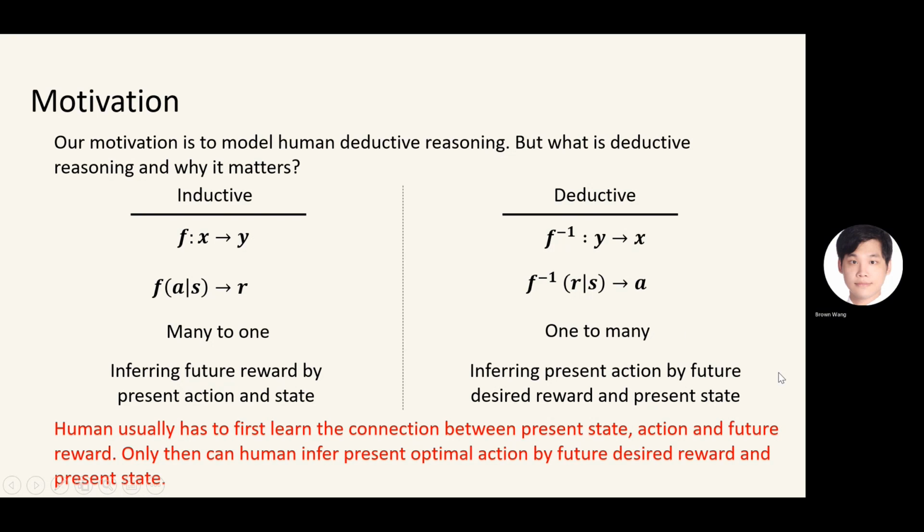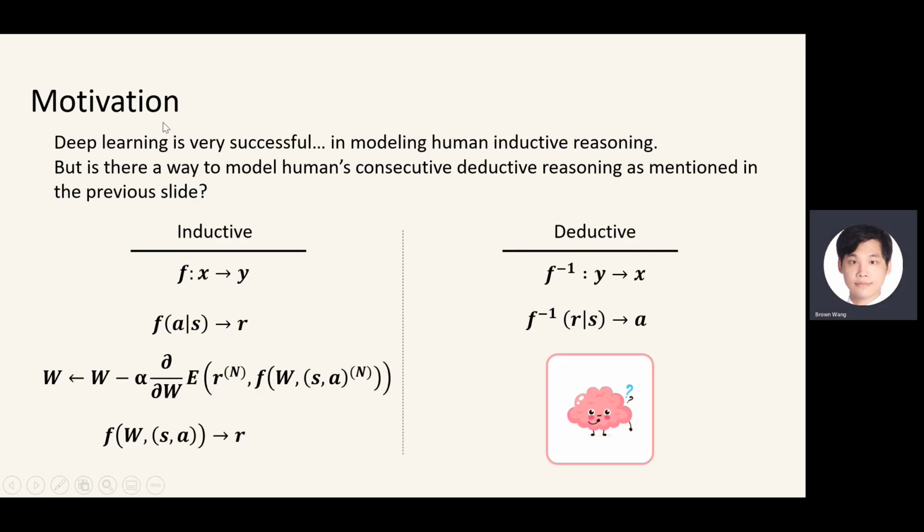So as you can see, deductive reasoning usually comes after inductive reasoning. These two kinds of reasoning, in fact, take place in our everyday life and in our brain at every moment. As we all know, deep learning is very successful in modeling human inductive reasoning. But is there a way to model human consecutive deductive reasoning as we mentioned in the previous slide? This is the question we try to answer.